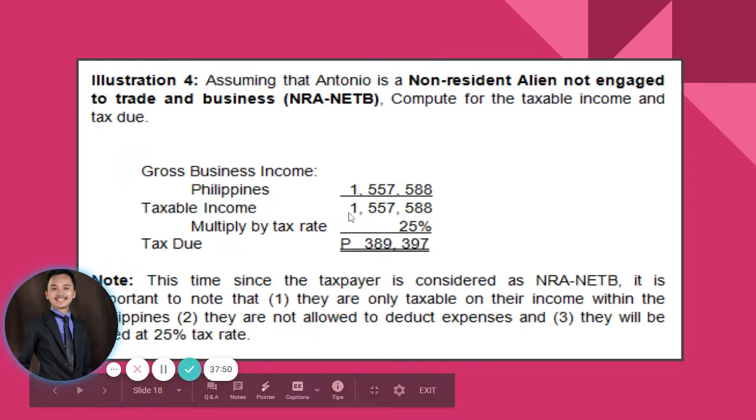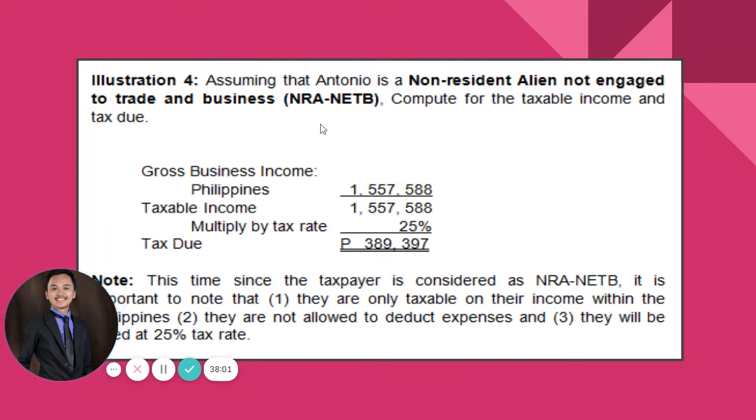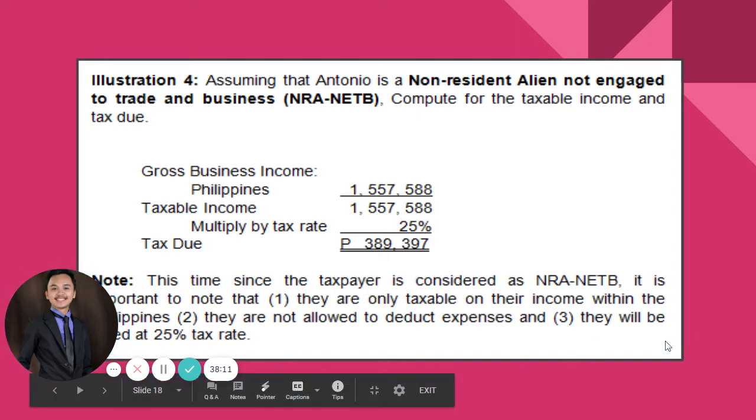So taxable income will automatically be 1,557,588 multiplied to the tax rate of 25%. So we will no longer use the tax table pag ang taxpayer is NRA-NETB. So in short, the tax due will be 389,397 for a taxpayer that is classified as NRA-NETB.